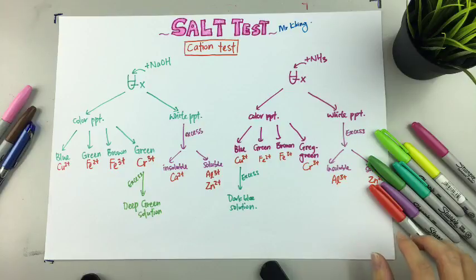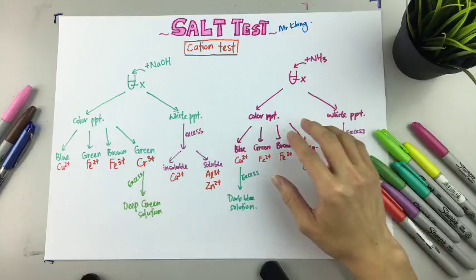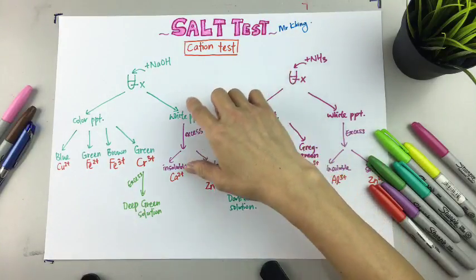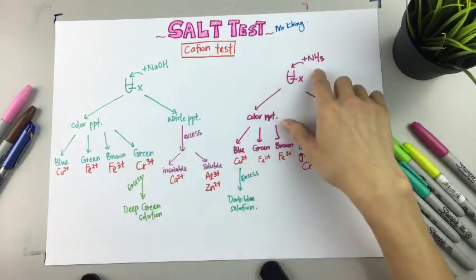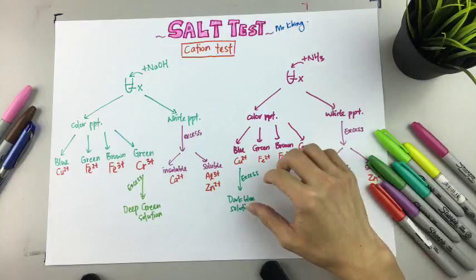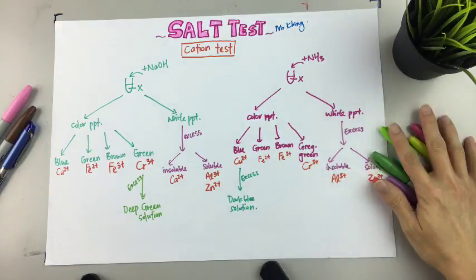Right, so I'll just briefly go through what we have learned just now. Basically it's the cation test. Remember, cation is positive ion. So for the cation test, we can test using sodium hydroxide and ammonia. This is how the outcome looks like. This is really important for exam. It's basically 100% coming in exam every year.